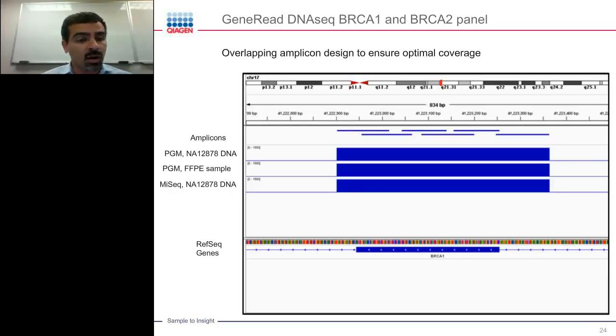So we've enriched BRCA1 and BRCA2 from this DNA, and we've sequenced the libraries on a PGM. We've also processed DNA from an FFPE sample, and we also processed the DNA from the NA12878 sample and constructed libraries for sequencing on a MiSeq. So again, what you're looking at here is an example of how the amplicons are overlapping for this specific BRCA1 exon, and the same is true for all the other exons in BRCA1 and BRCA2. I'll show you in the next couple of slides how the performance of this panel looks on a PGM and a MiSeq.